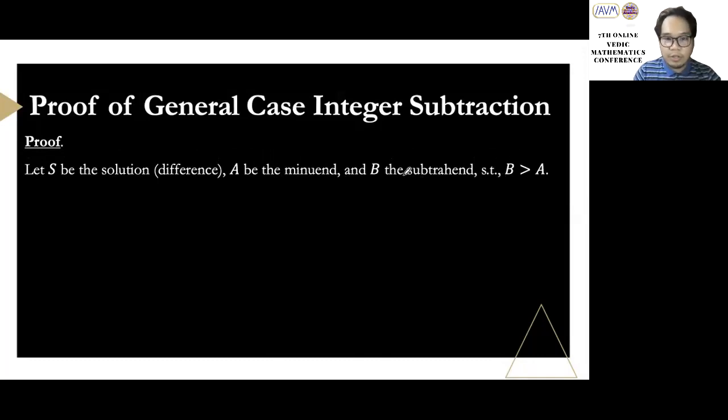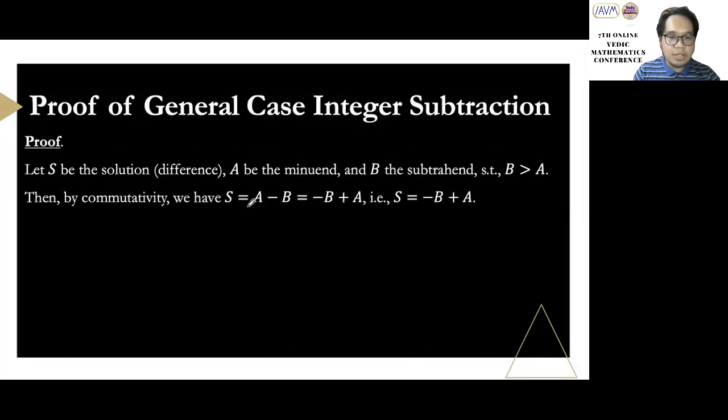So if your subtrahend is strictly greater than your minuend, what we're going to do, by commutativity, is this. We have S equal to minuend minus subtrahend, the normal. By the commutative property, we can have it as negative B plus A. That is, we say that our solution is equal to negative B plus A.